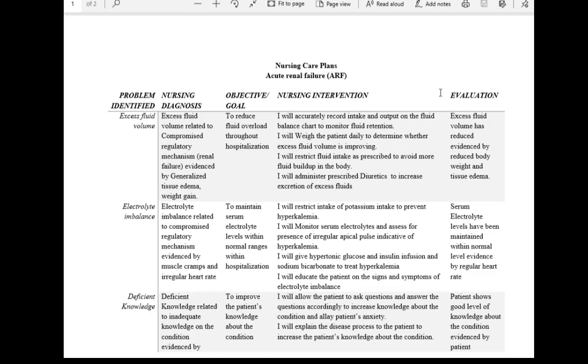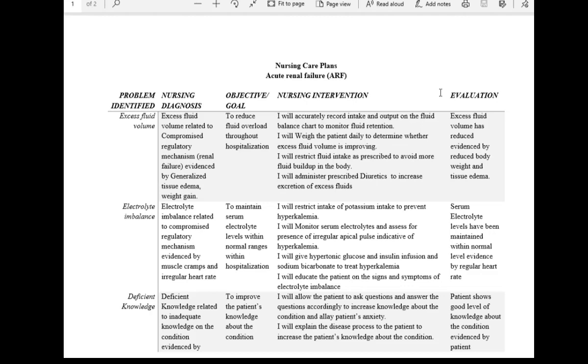Our objective for this problem: to reduce fluid overload throughout hospitalization. So we want to reduce the fluid volume levels, the excess fluid volume. So we want to reduce it. Our first nursing intervention: I will accurately record intake and output on the fluid balance chart to monitor fluid retention.